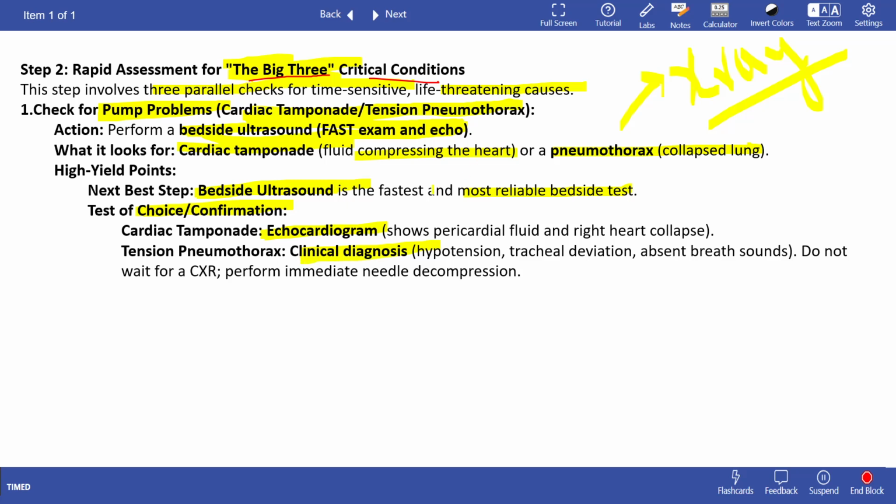Once you do echo and you rule out cardiac tamponade, you're left with this condition, tension pneumothorax. So you go towards that. It presents with some classical symptoms such as hypotension, tracheal deviation, and absence of breath sounds. So you also keep in mind the case that we discussed in the beginning.